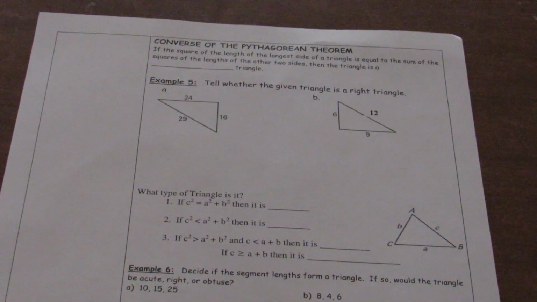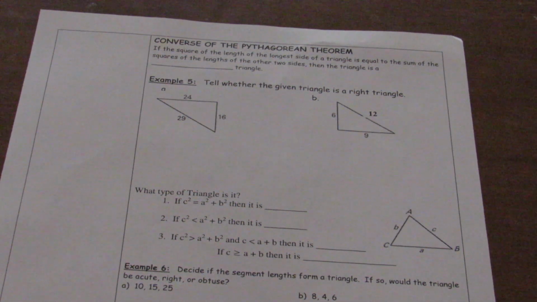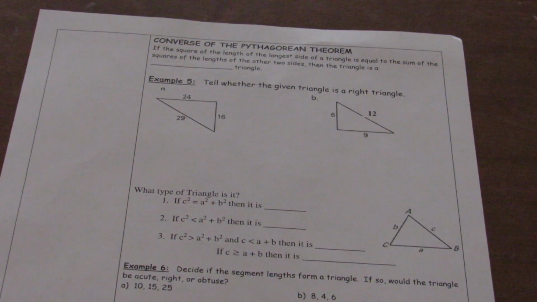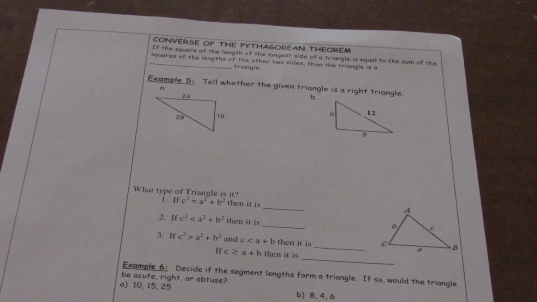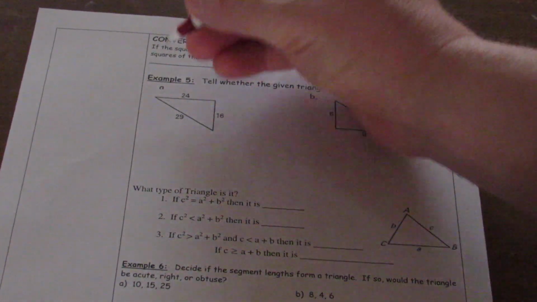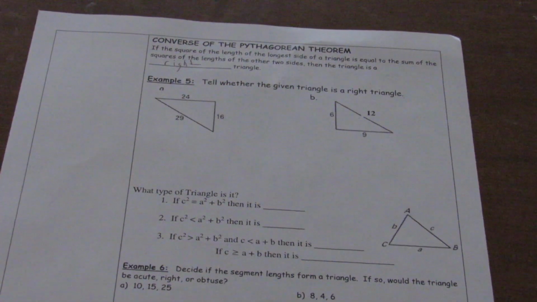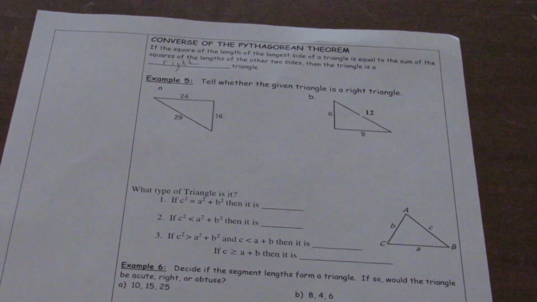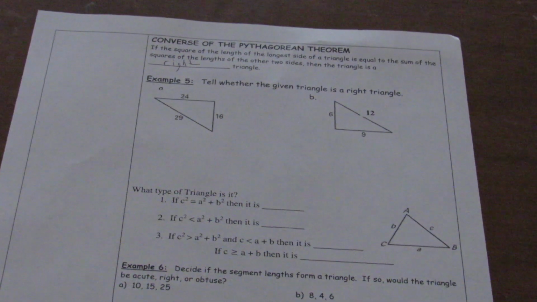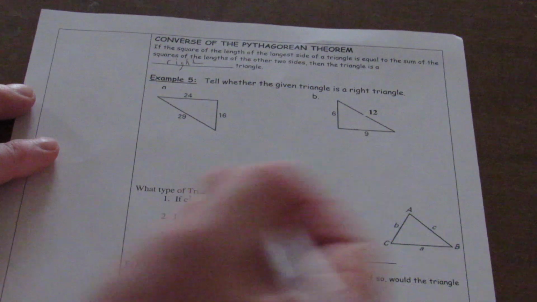Then we're looking at the converse of our Pythagorean theorem. Okay, so we're going the opposite direction here. This says if the square of the length of the longest side of a triangle is equal to the sum of the squares of the lengths of the other 2 sides, then the triangle is a right triangle. So let me check and see if something is right. The longest side is always going to be your c in this case.